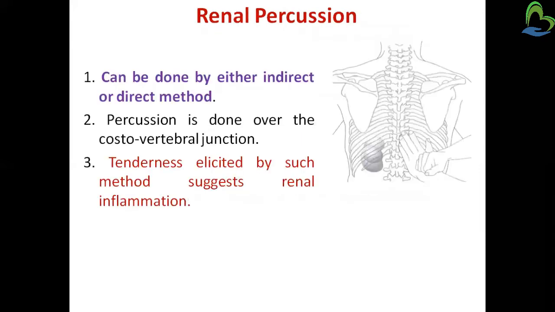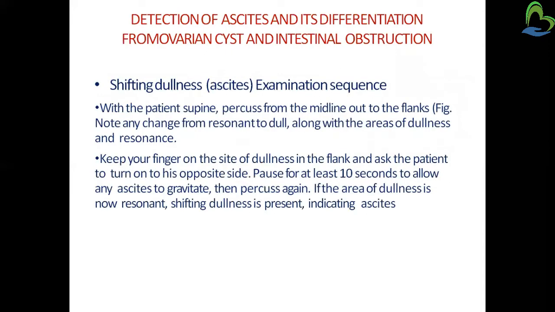The next is renal percussion, which can be done by either the indirect or direct method. Percussion is done over the costovertebral junction as shown in the figure, and tenderness elicited by this method suggests renal inflammation. Next, detection of ascites and its differentiation from ovarian cyst and intestinal obstruction. So how can you differentiate ascites from ovarian cyst and intestinal obstruction? You have to differentiate them.